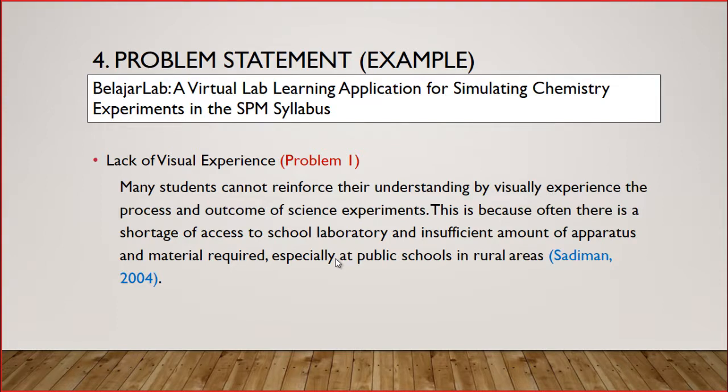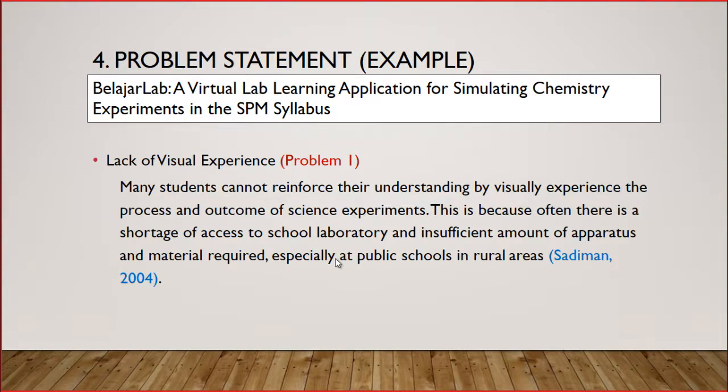The elaboration: many students cannot reinforce their understanding by visually experiencing the process and outcome of science experiments. This is because often there is a shortage of access to school laboratories and an insufficient amount of apparatus and material required, especially at public schools in rural areas. So she is saying that the school chemistry lab is not enough, especially in rural areas.